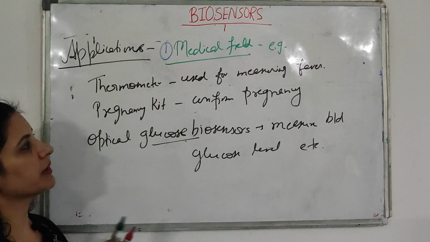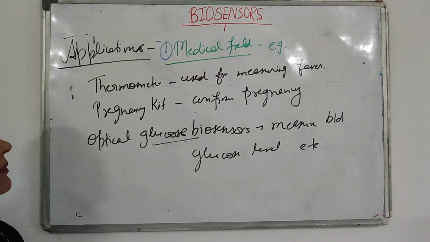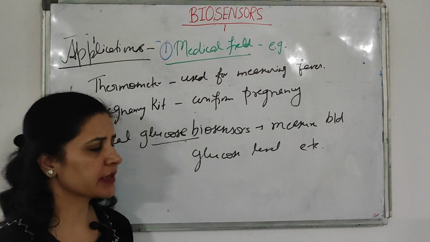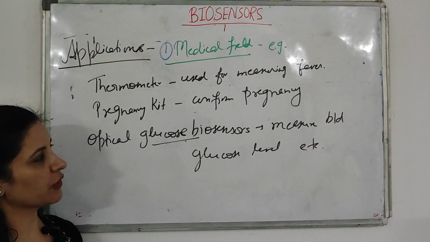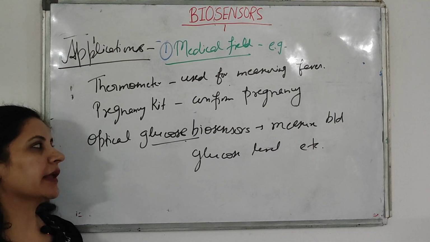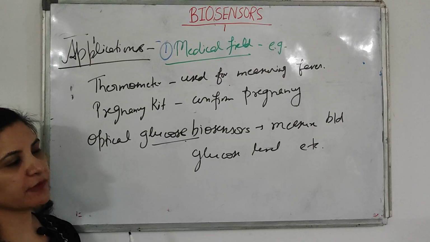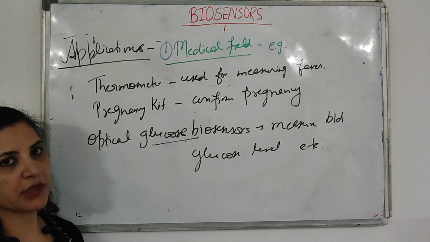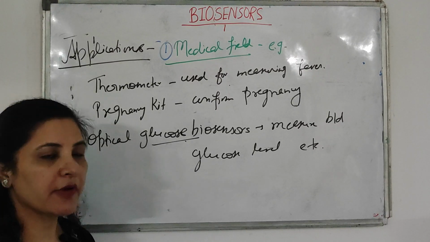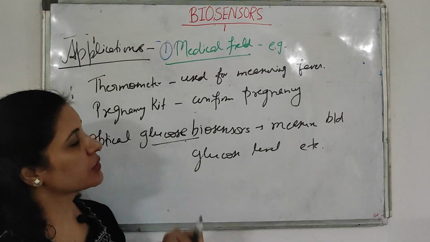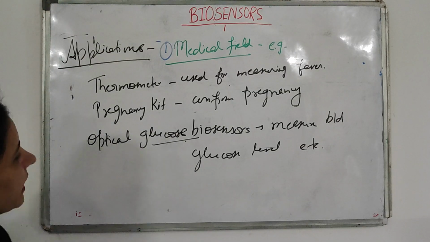Thermometer, as you know, is used for measuring fever. Pregnancy kit is also an example of a biosensor. It is used for confirmation of pregnancy. And then there is the optical glucose biosensor, which helps to measure the blood glucose level, so you can easily make the diagnosis of diabetes mellitus. Okay, so these are the applications in your medical field.